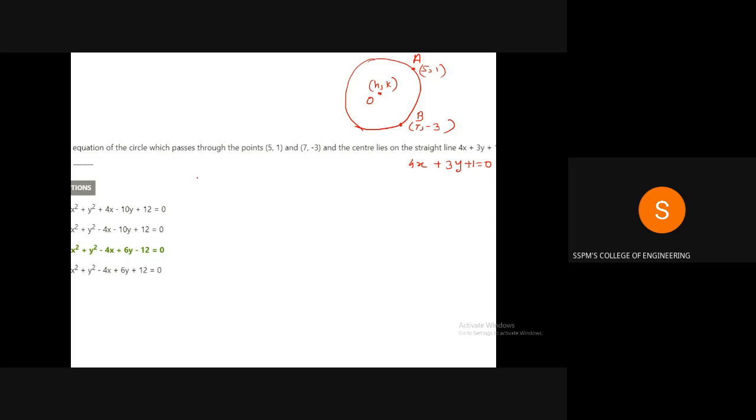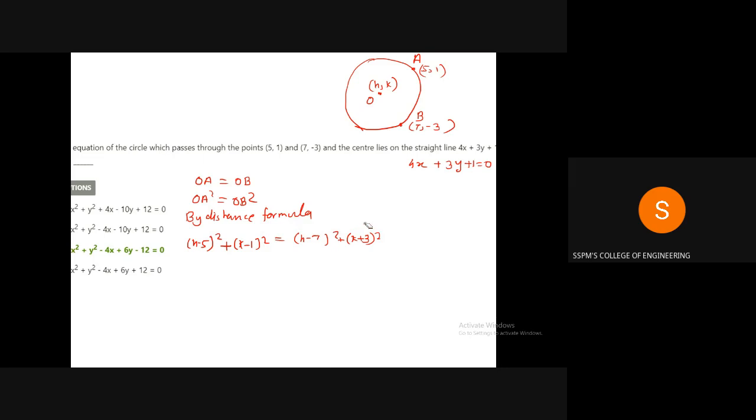OA is a radius and OB is also a radius. So they must be equal. That is OA squared is equal to OB squared. Therefore, by distance formula, for OA we can write (h minus 5) squared plus (k minus 1) squared is equal to (h minus 7) squared plus (k plus 3) squared. As we have already squared this term, we don't have to use the square root.